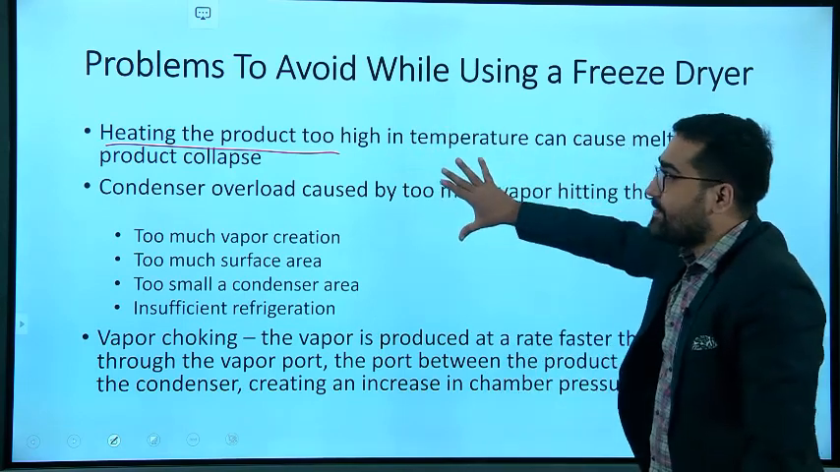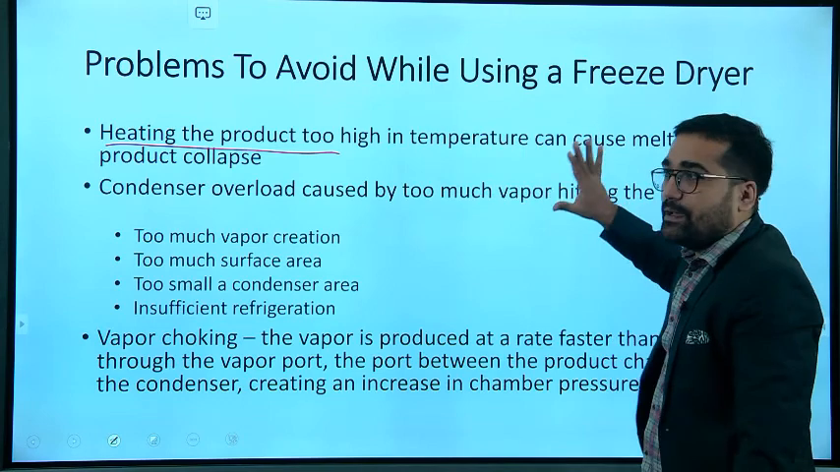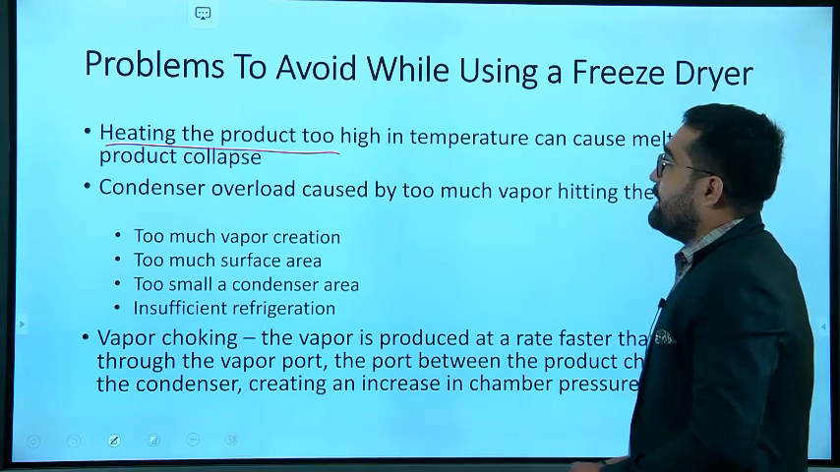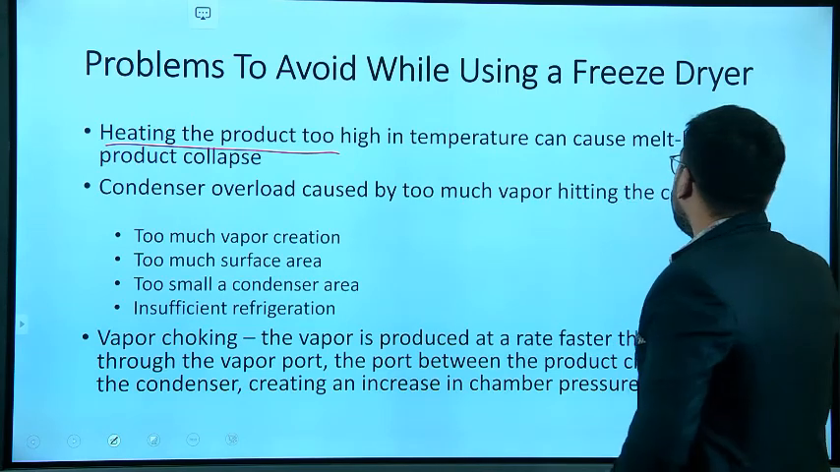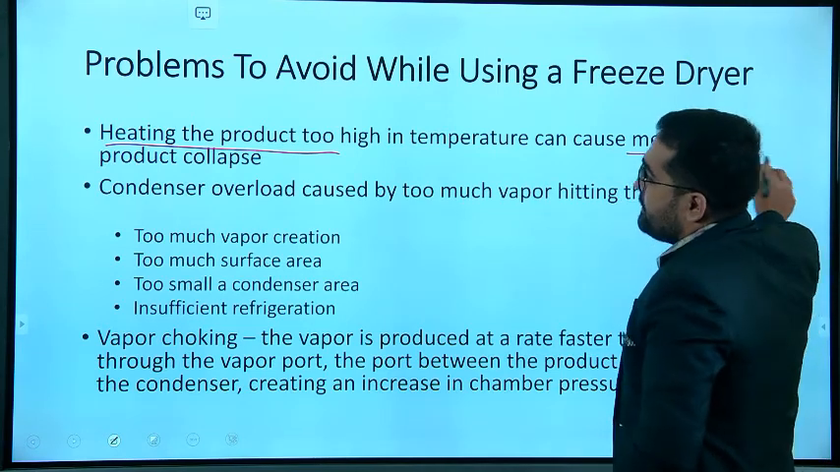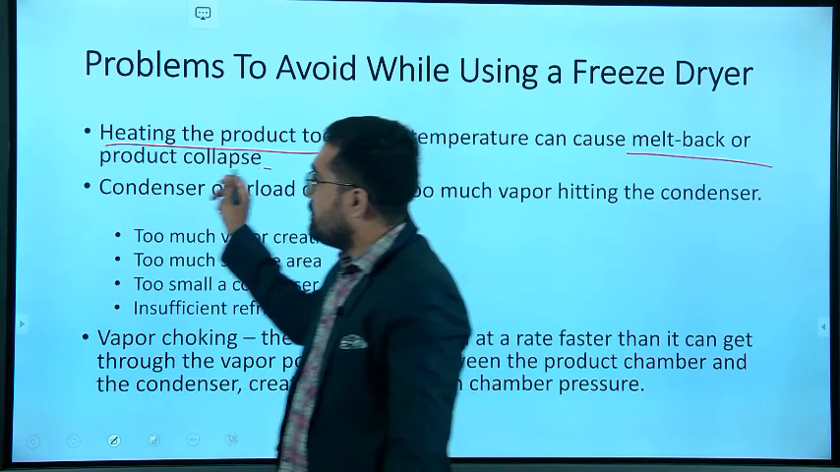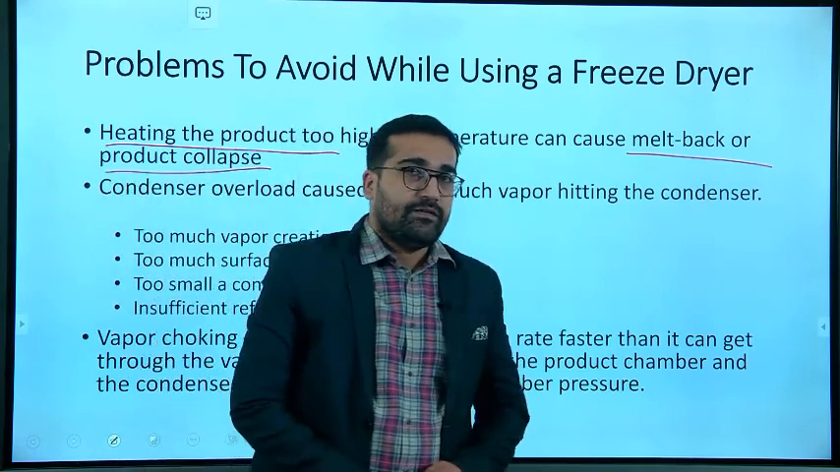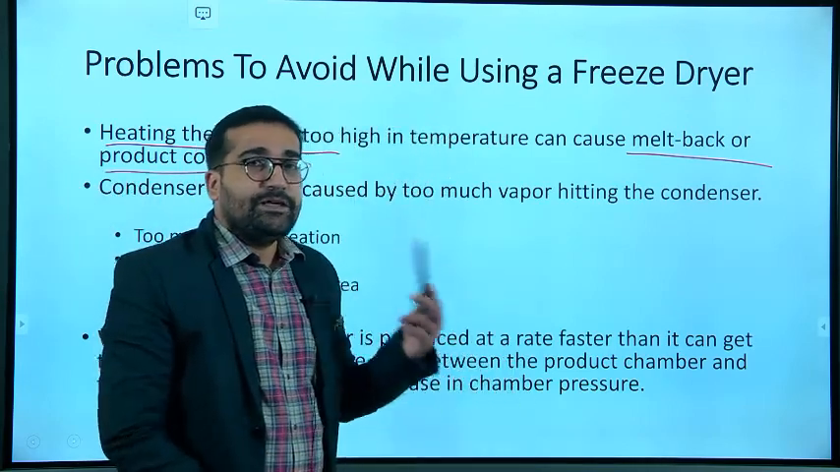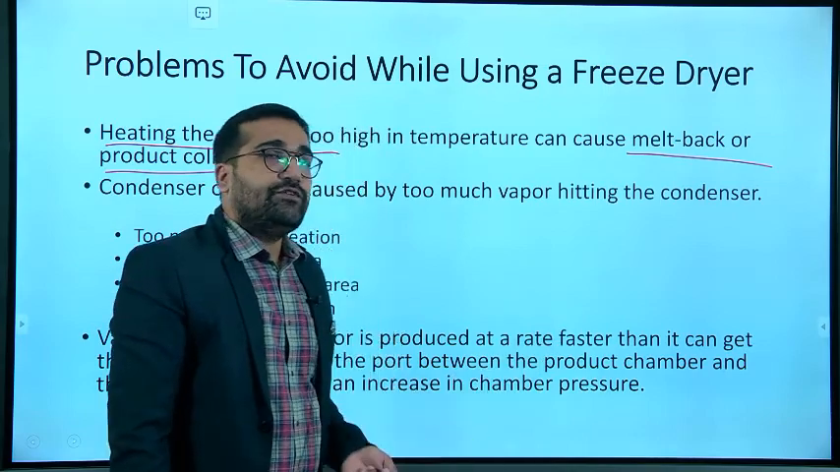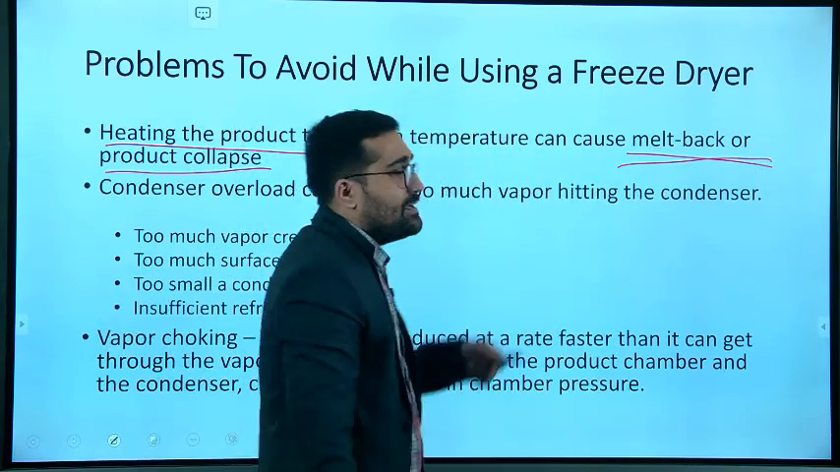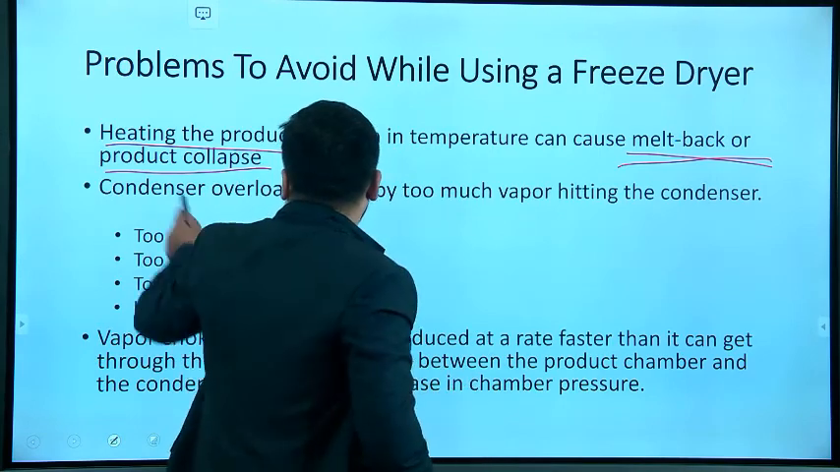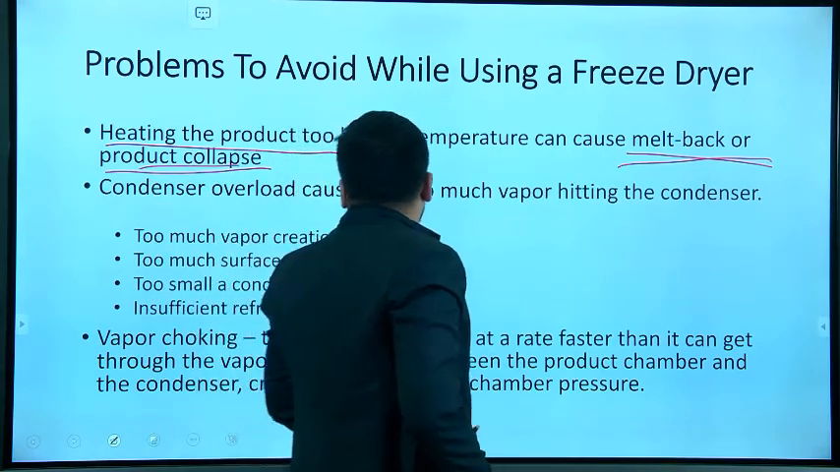So while we are heating, we should be concerned about the temperature of the product, and we shouldn't overheat the product. What happens if we overheat the product? It will melt back or our product will collapse. If we increase the temperature above the triple point, the product will start melting, or in other words, the product will collapse.